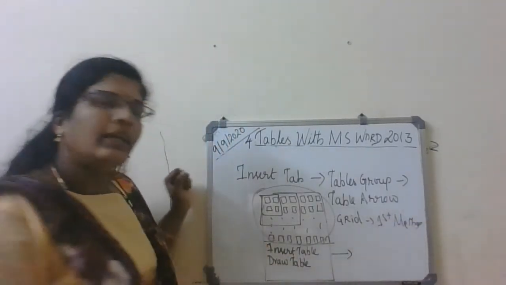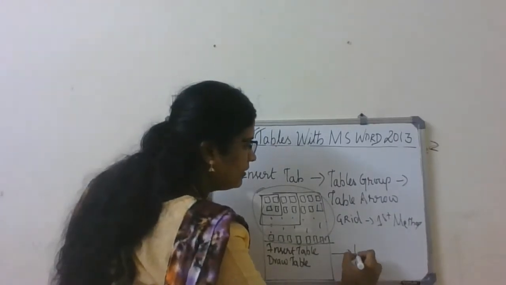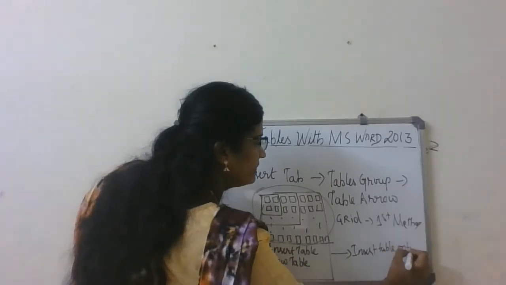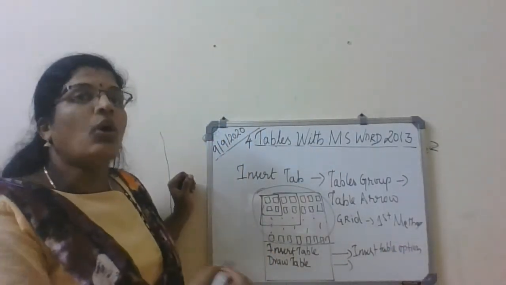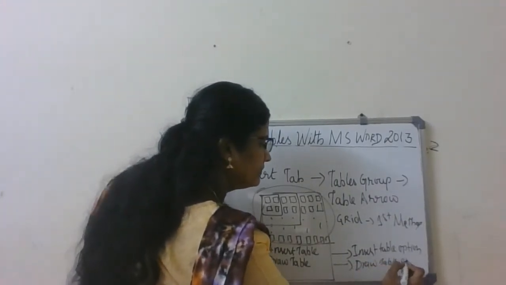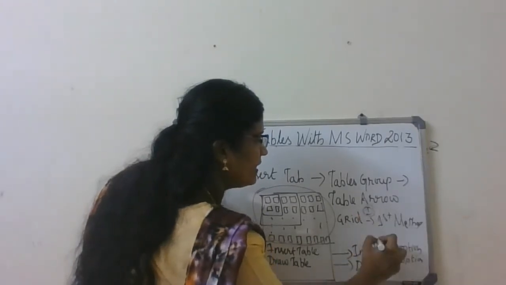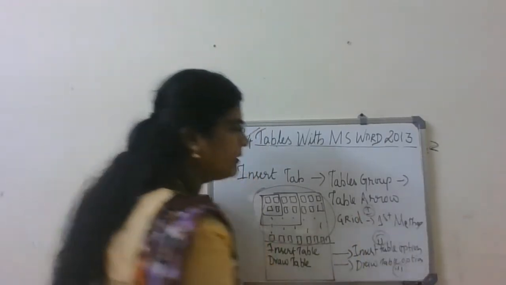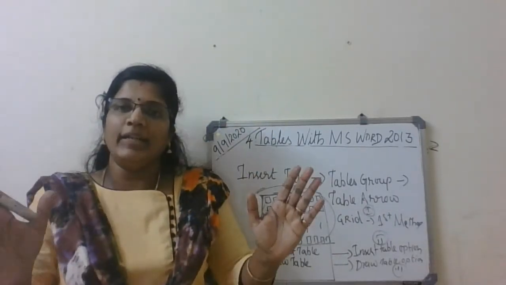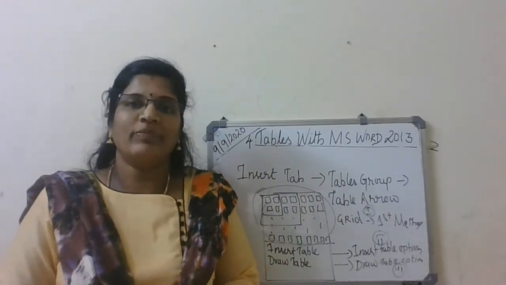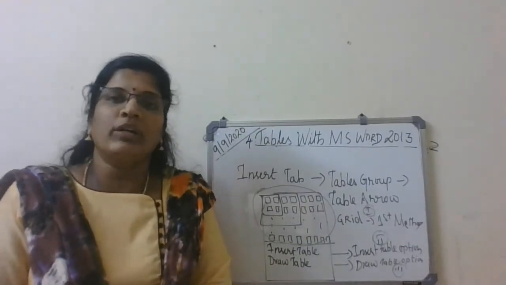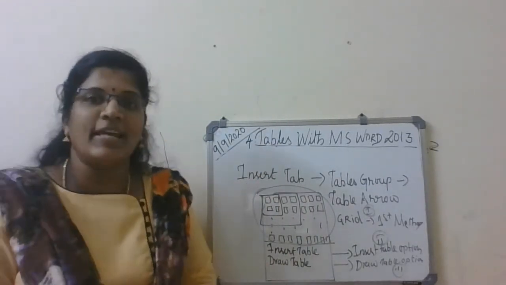The second method is the Insert Table option. The third method is the Draw Table option. So this is the first method, this is the second method, and this is the third method. So in total, you can create tables in 3 ways: small table, big table, and then drawing a table on your own. I hope everyone understood. Let's move on to the practical session. Then you will understand more clearly. But just keep in mind how to create a table.